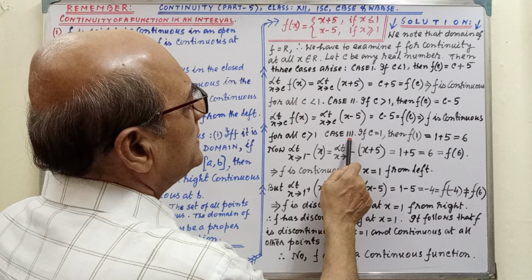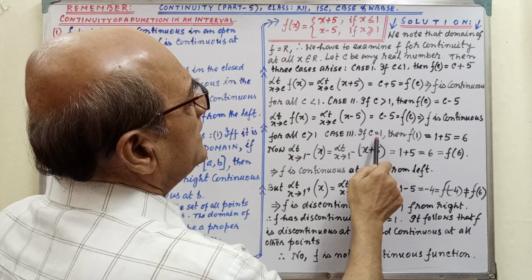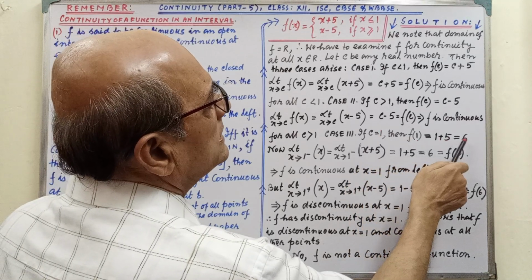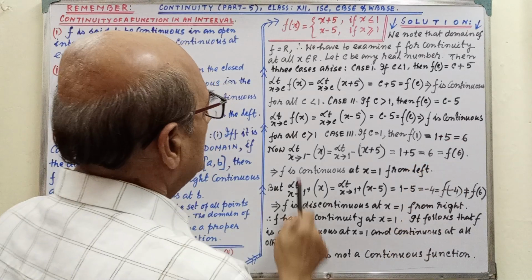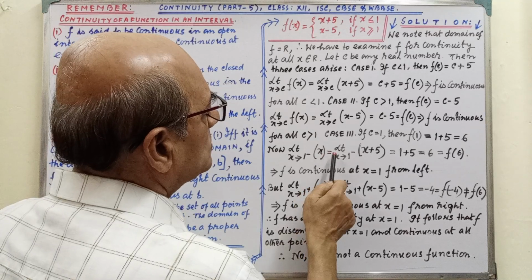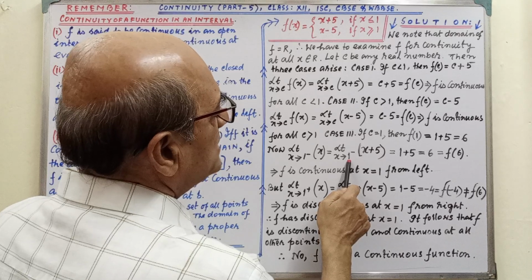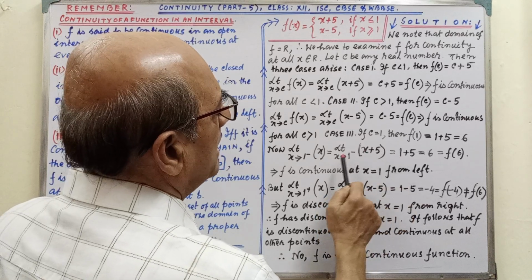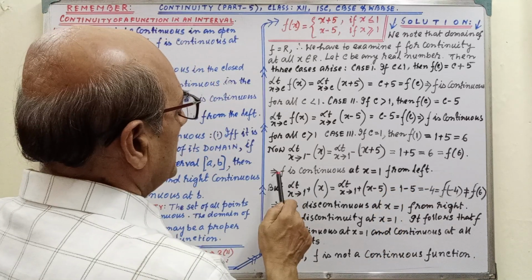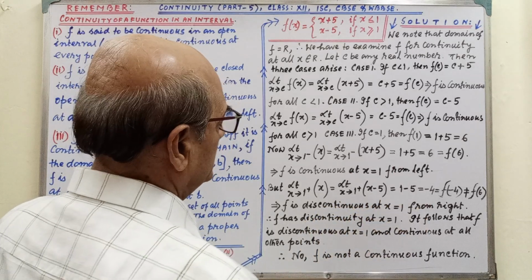Case 3: that is c equal to 1. Then f(1) equals 1 plus 5, that is 6. Limit x tends to 1 from the left of f(x), that is x plus 5, the value is 1 plus 5, that is 6, that is f(1). Implies f is continuous at x equal to 1 from the left.